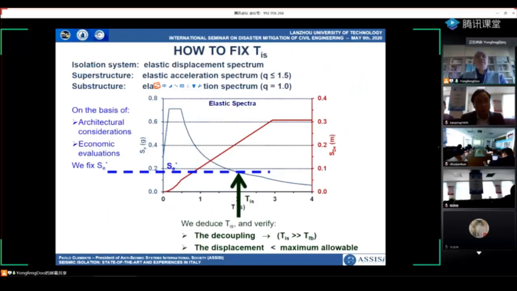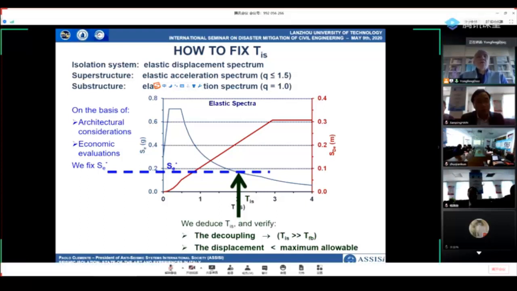How do we fix the isolation period? Well, we choose the spectral amplitude SE star by means of architectural considerations and economic evaluation, and find the corresponding isolation period using the acceleration spectrum of the superstructure. This is a good isolation period only if it guarantees a suitable decoupling and also an allowable displacement.